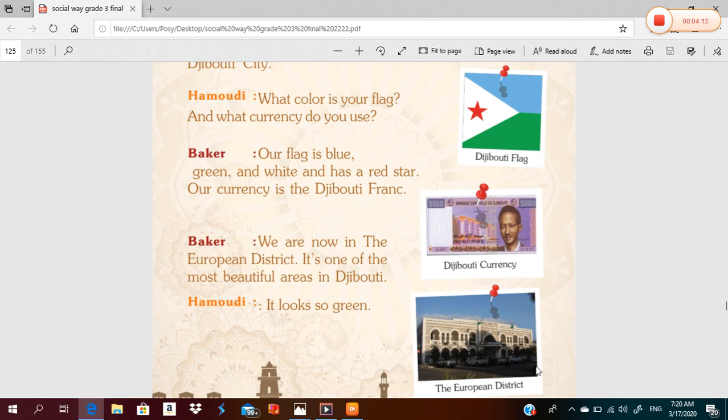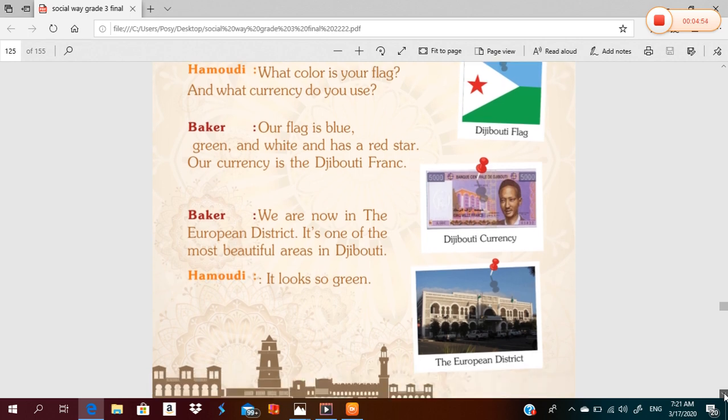And this is the picture of the European district. Now, at the end of this page, I want to ask you about the Djibouti flag. What is the color of the Djibouti flag? Great! Excellent! Grade 3. Blue, green, white, and has a red star. And what is the currency of Djibouti? Who can give me an answer? Super! The currency of Djibouti is the Djibouti franc. Excellent. Next page.